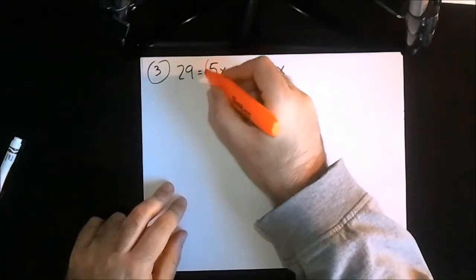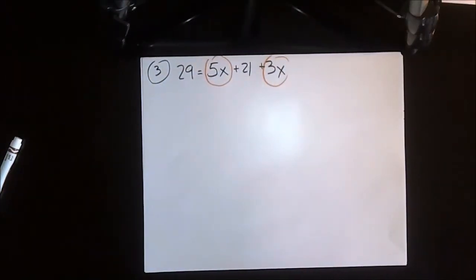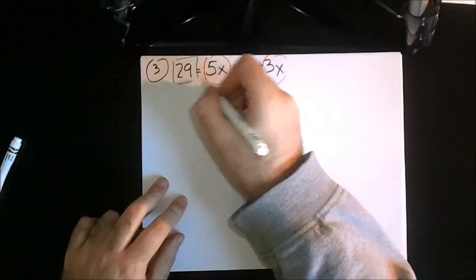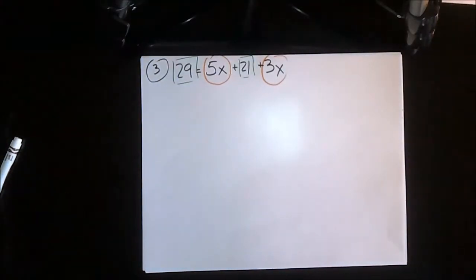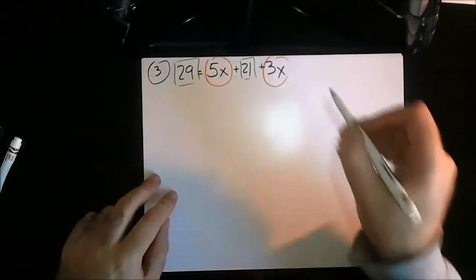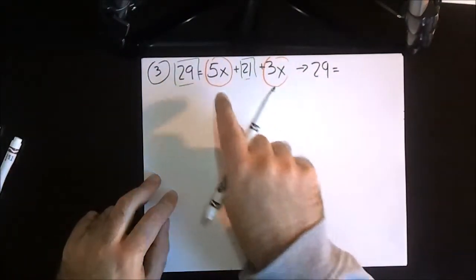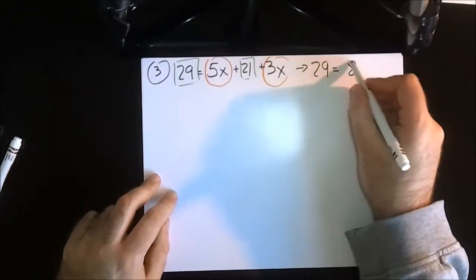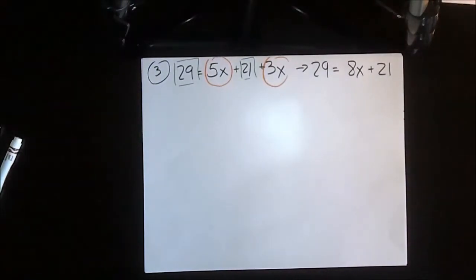So I'm going to combine my like terms because I have two x terms and I want them combined. I do also have a pair of constants, but I can't do anything with them because they are separated by an equal sign, which acts as a wall. It's like a mathematical wall of sorts. Not really, but you get the point. Which gives me 29 equals to 5x plus 3x. That's 8x plus 21.